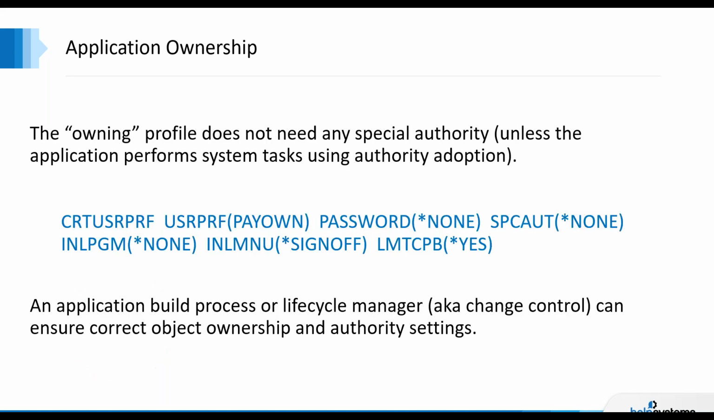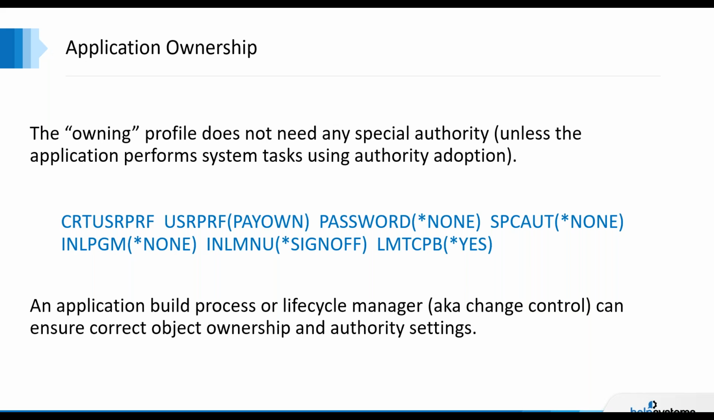Now, the profile that owns the application typically does not need any special authority. That's a parameter on every user profile. Their special authorities are considered admin privileges. Most of the time, the application shouldn't carry any of those types of authorities unless you're writing functions that specifically require it. And how do you know that? Well, you'll find out pretty quickly during your testing. And of course, you all test your applications, right?